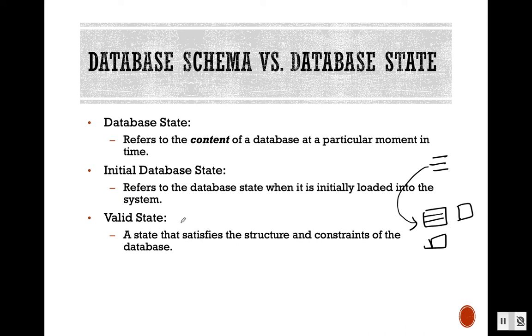The valid state means that we can say a database is in a valid state if that state satisfies the structure and constraints of the database. Constraints are some rules and regulations on the data. Whenever we want to insert or do any kind of update in the database, we have to make sure that those updates follow the constraints of the database. In that case, we can say that the database is in a valid state.